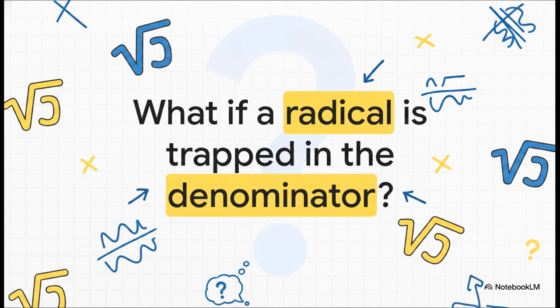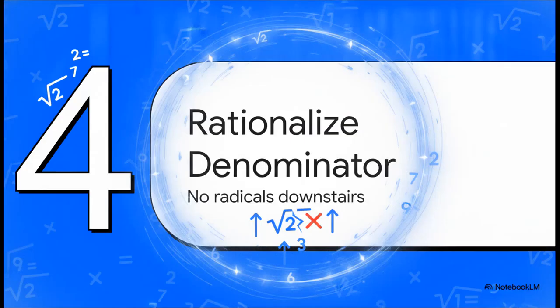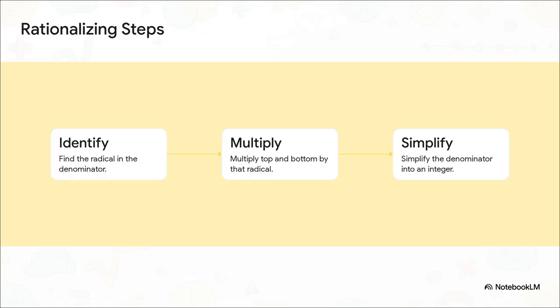Math convention says we really don't like leaving radicals down there. Which brings us to section 4, rationalizing the denominator. Let's look at how to ensure there are no radicals downstairs. This is honestly one of the most empowering techniques in algebra. To rescue our fraction and get that radical out of the basement, we just follow 3 super satisfying steps to magically turn that bottom radical into a friendly whole integer.